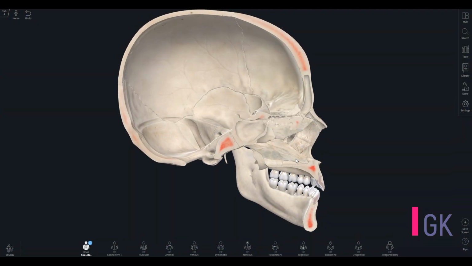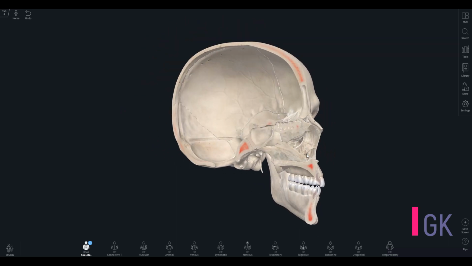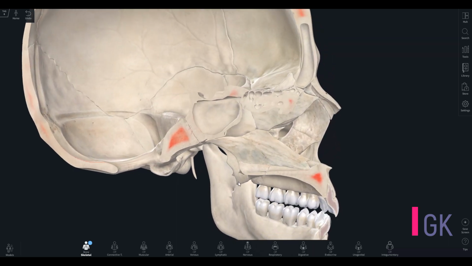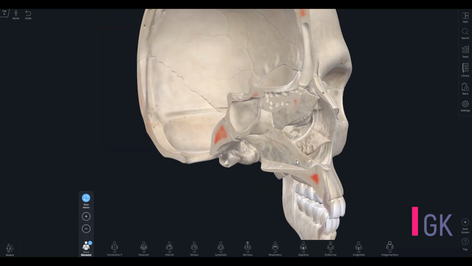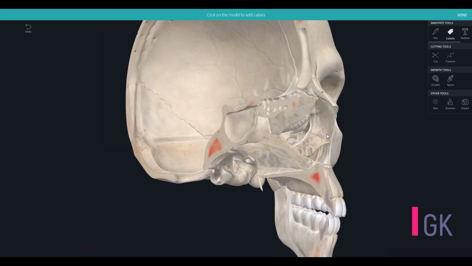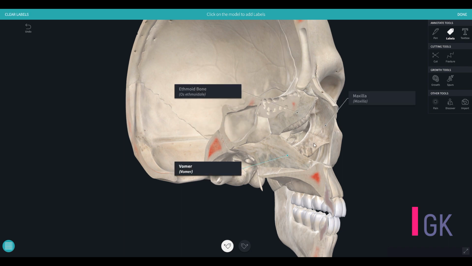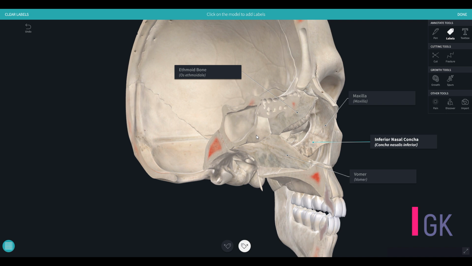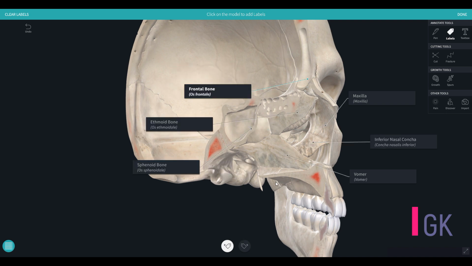Here is a sagittal section of the skull and a better view of the nasal cavity. Here you can see the different bones of the nasal cavity. Again, I will label them: the maxilla, the ethmoidal bone, the vomer, the inferior nasal concha, sphenoidal bone, frontal bone, palatine bone, nasal bone, and lacrimal bone.